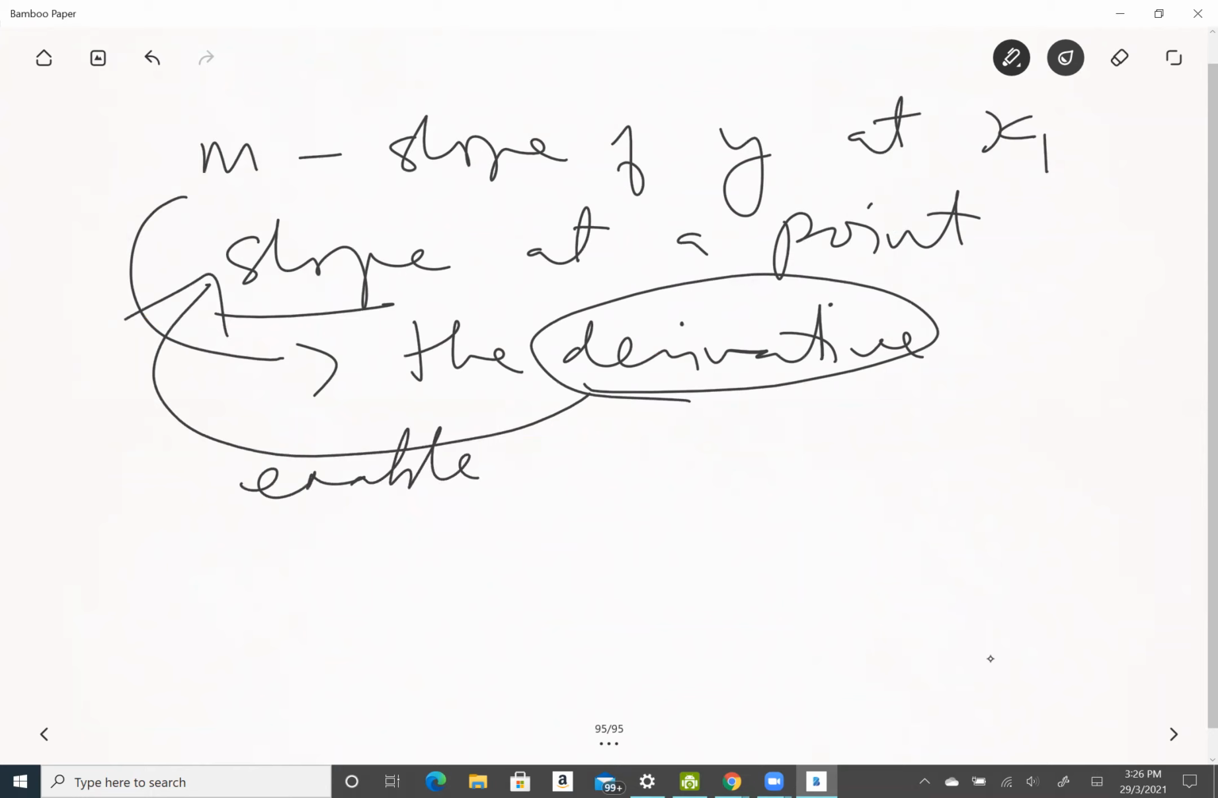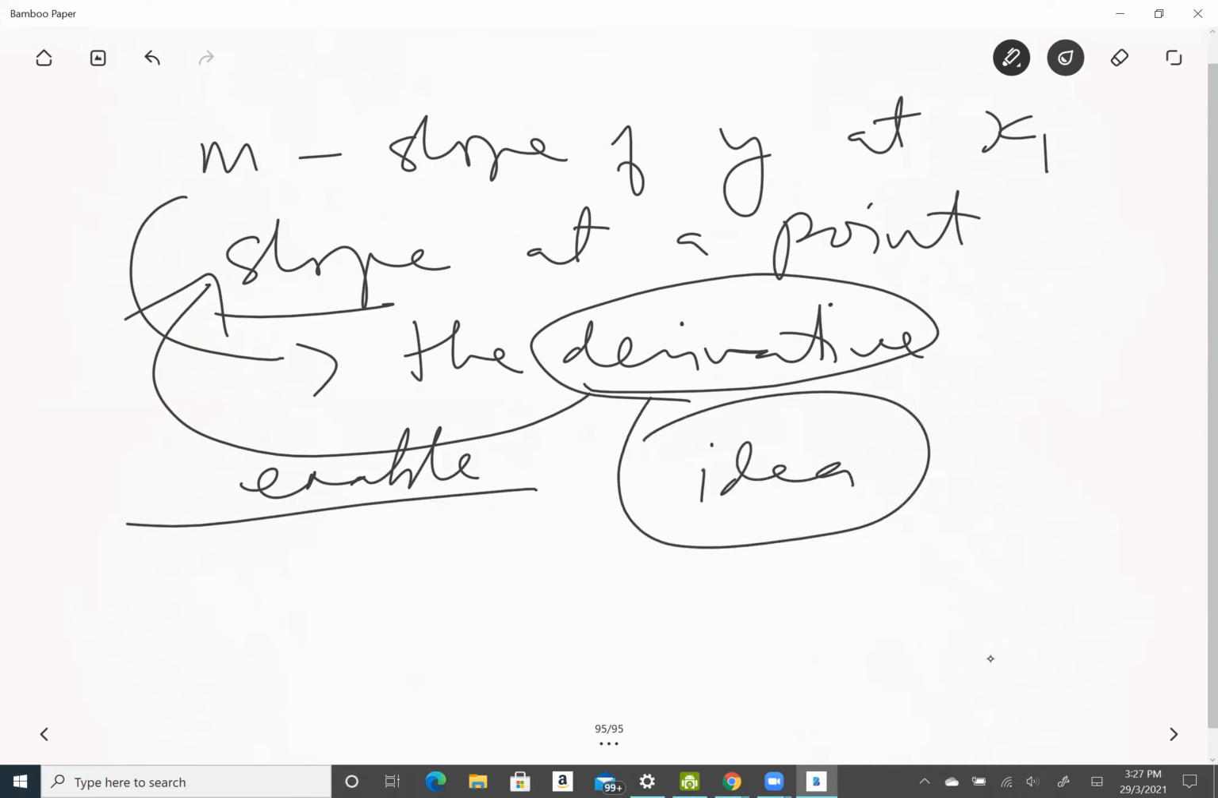And of course, as you know, the derivative is y prime. It's the derivative of a function. For y equals f of x, the derivative is y prime. So the derivative will give you the slope at the particular point. Any question? So that is the idea for us now.